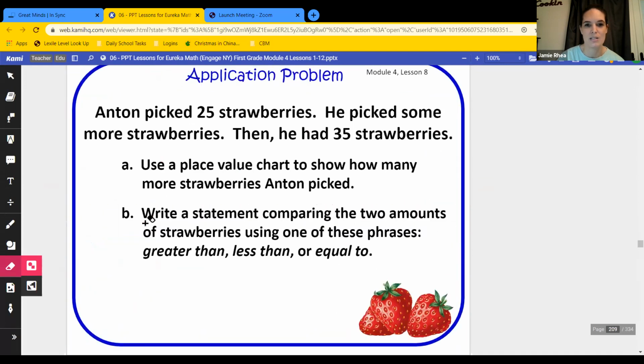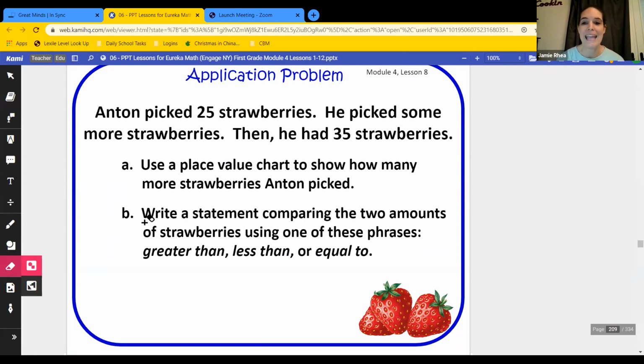All right, let's look at our application problem today. If you don't have your whiteboard and marker, get one, or get your piece of paper and pencil. I don't have my hat here at home, but that's okay. Let's do what good number detectives do. Even if we don't have a hat, we can pretend, and we read through the problem first.